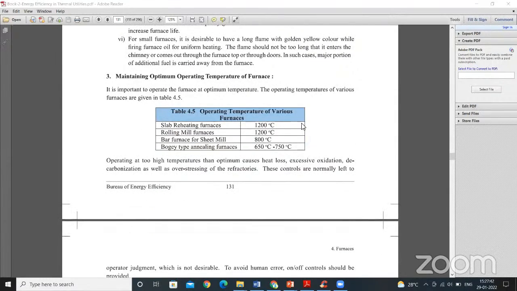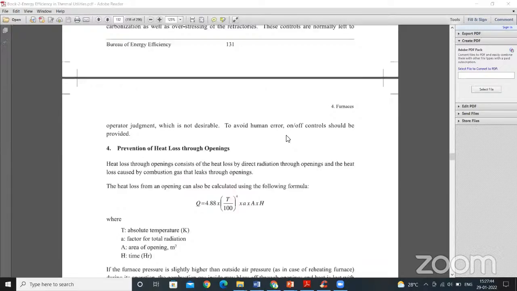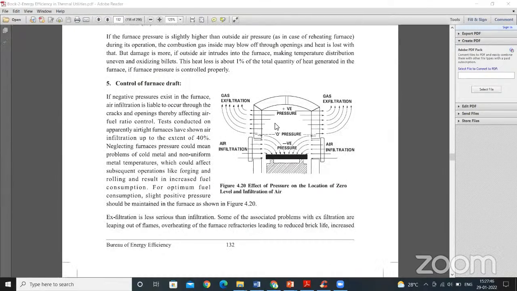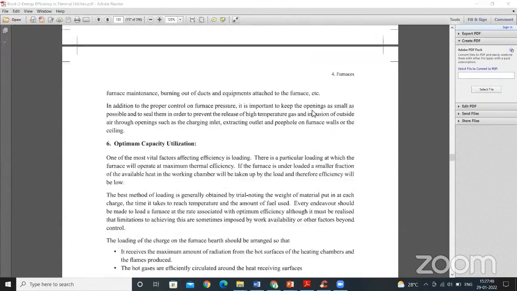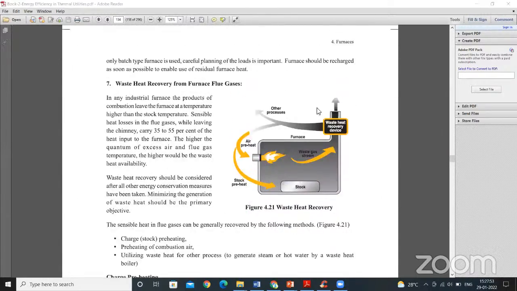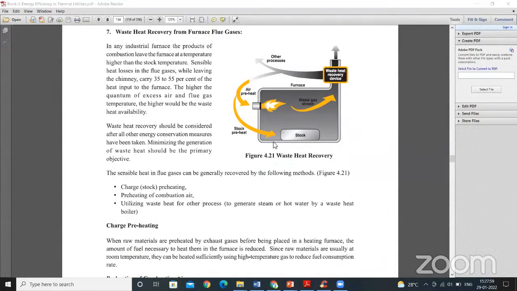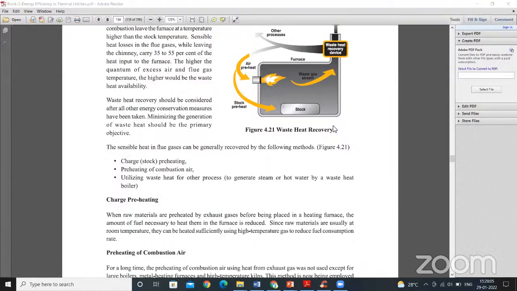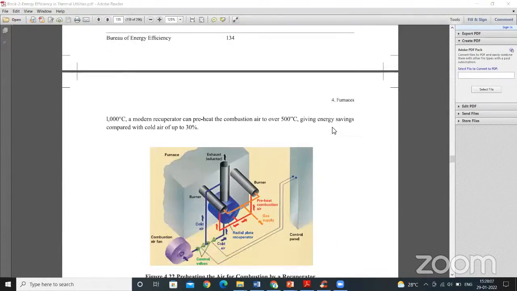And this is the operating temperature of the furnace, depending on the metal. Similarly, the draft control, the way in which the air is going to be rotated. Waste heat recovery is possible: you can have a waste heat recovery system in the flue gas and take it for your own application, like an air preheater, or preheat the metal itself. Because before putting the metal in, if you preheat it, that will automatically reduce your energy consumption. That's also possible.